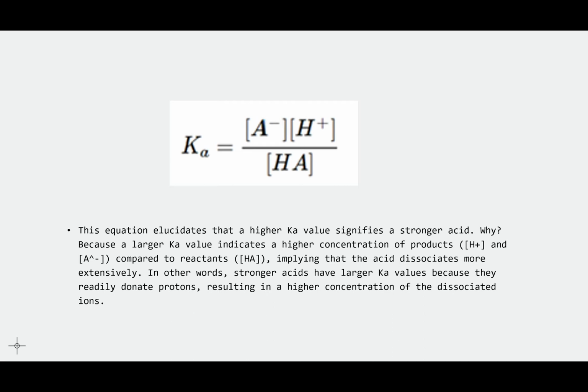Why is that so? Because a larger Ka indicates a higher concentration of our products. In order to get a higher Ka, our products must be larger than our reactants, meaning that the acid must be producing more hydrogen ions than the concentration of the acid itself. So if the Ka is larger, the acid is stronger. So really what we're talking about is that the Ka is directly proportional to the acidity.